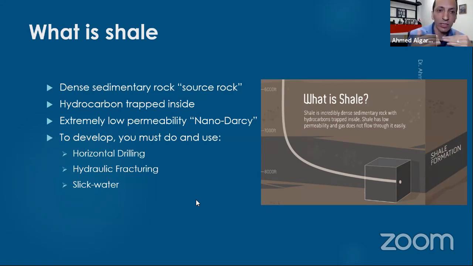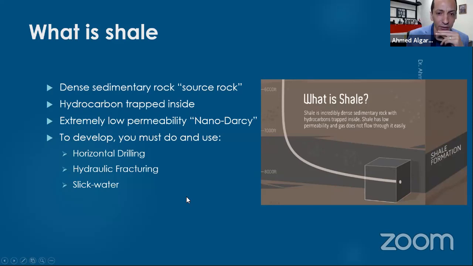The trap may be sandstone formation, maybe carbonate formation. This is what we call a reservoir, a conventional reservoir. But today we are producing from the source rock itself. So the source rock in this case is shale. And today I will teach you how to produce from shale, not from the sandstone formation or carbonate formation, which you already know about and you already got a lot of courses about.